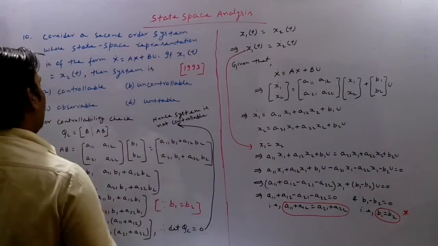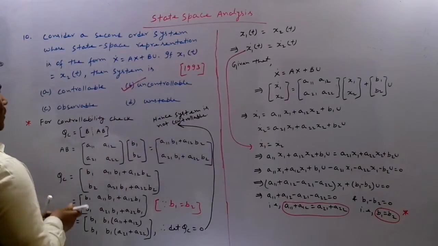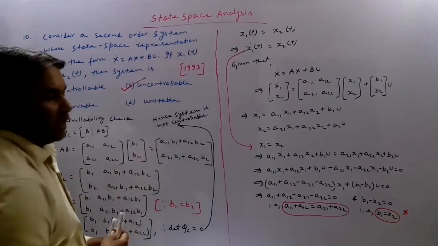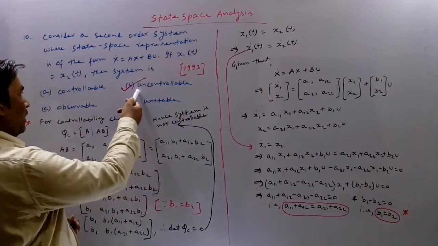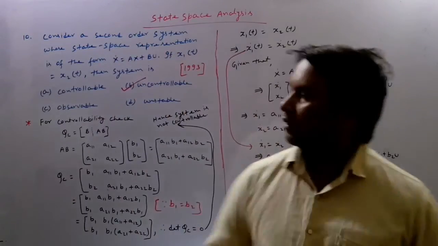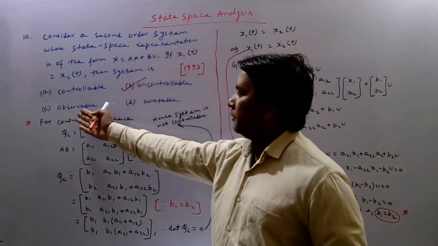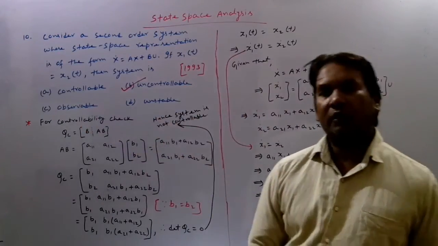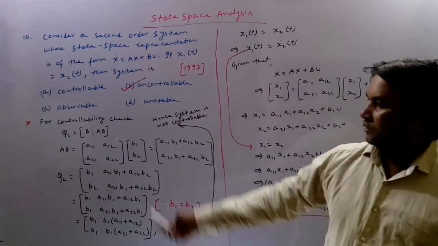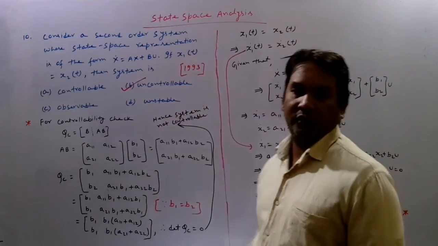So which option is correct? Uncontrollable. We don't have to check for observability because we have got the answer, uncontrollable. Since it is a multiple choice question with a single answer, there is no need to check for observability and stability of the system because we have got the answer in our first search. So there is no need to go for other searches.